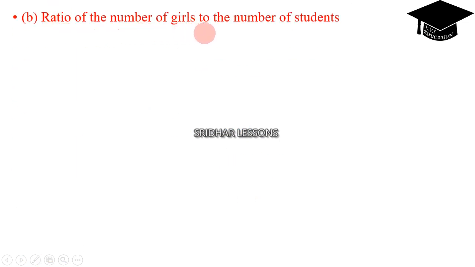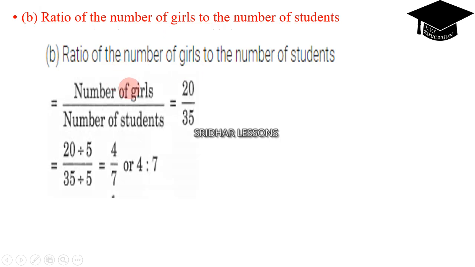The ratio of the number of girls to the number of students. We know the total number of students is 35. Therefore, the number of girls by the number of students is 20 by 35. Again, 5 cancels in 20, 4 times, and 5 cancels in 35, 7 times. So we can write this as 4 by 7 or 4 colon 7. It is called 4:7. So the required ratio is 4:7.